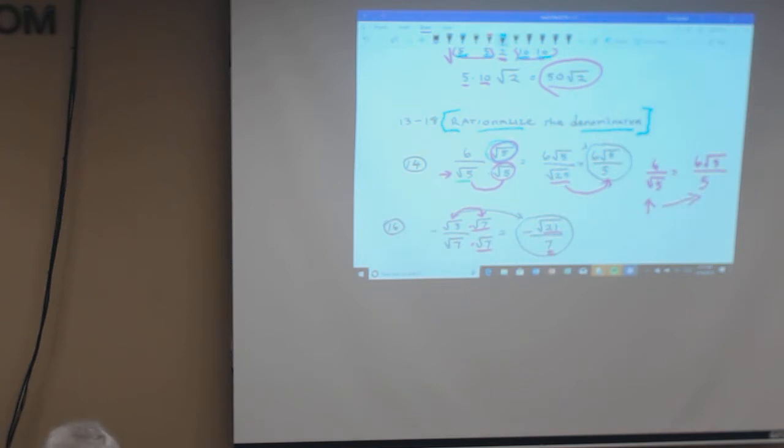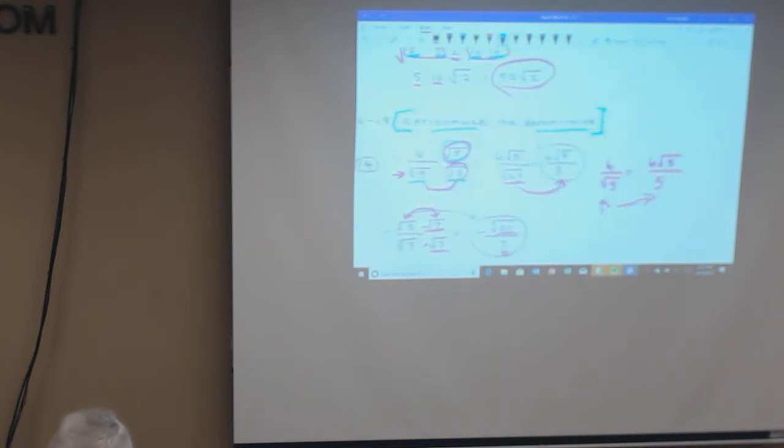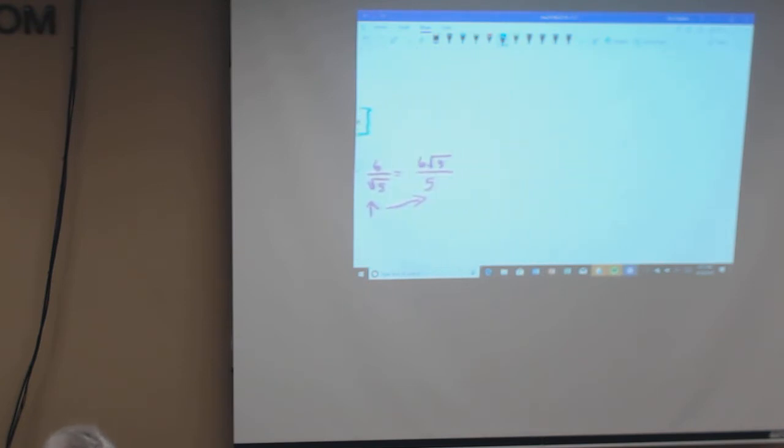Here's the square root of 5. So I take it times the square root of 5. But if I do that to the bottom of a fraction, I have to also do it to the top of the fraction. Does everyone follow that thinking? Like if I take a fraction, 2/3, and I take this times 3, then I take this times 3, and it equals 6/9. You follow what's going on? 6/9 is equal to 2/3.